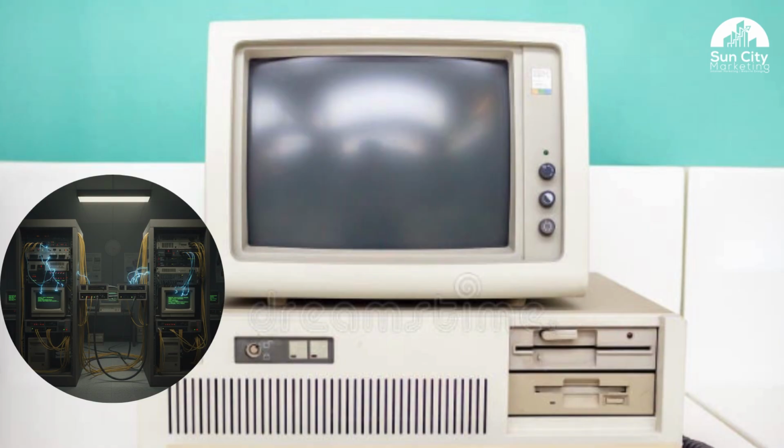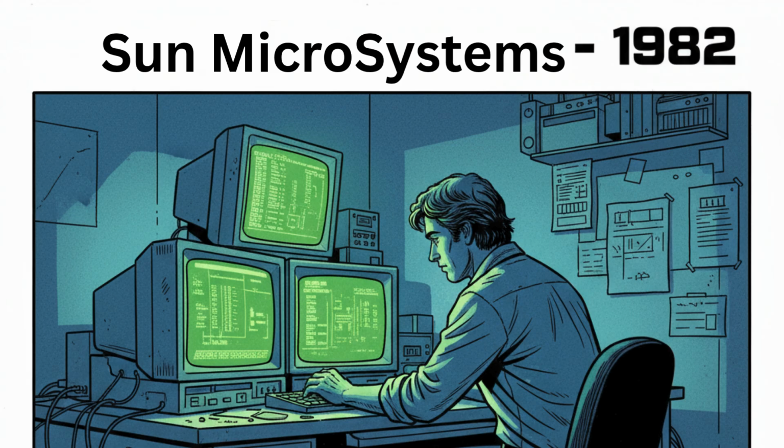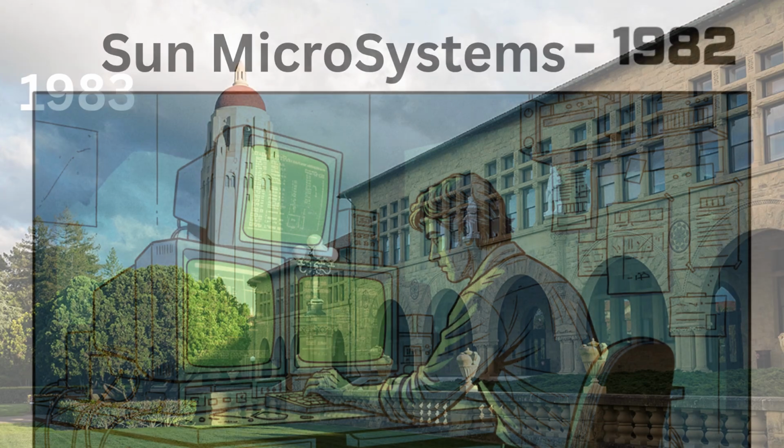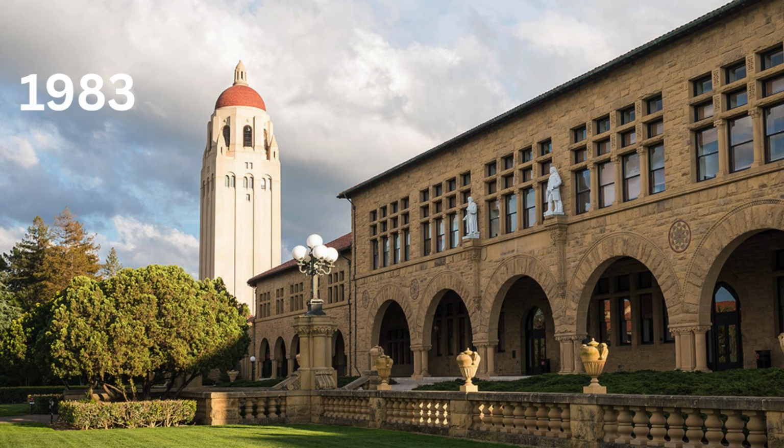By the early 1980s, Stanford's influence extended into computing hardware. In 1982, graduate Andy Bechtolsheim designed the Sun Workstation, for Stanford University Network, founding Sun Microsystems, which pushed the concept that the network is the computer and powered early web servers. By 1983, Stanford was one of the first institutions to fully adopt TCP/IP, effectively becoming an early node of the Internet and a testing ground for networked communication.